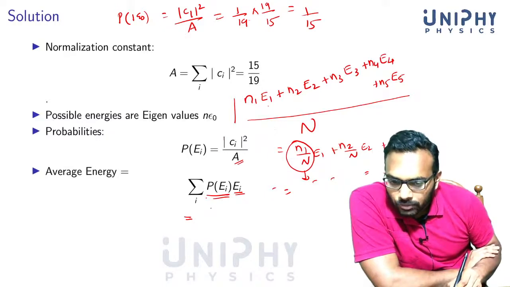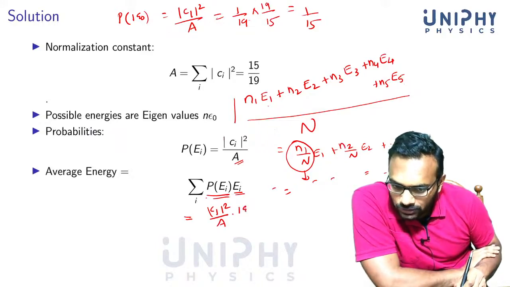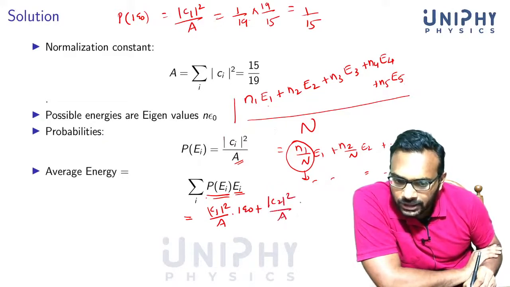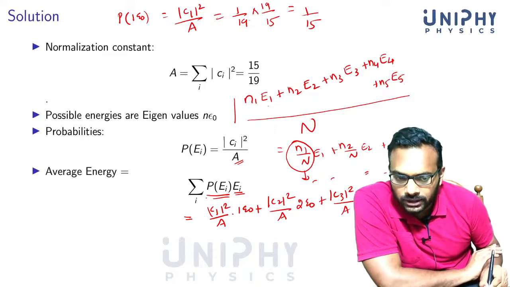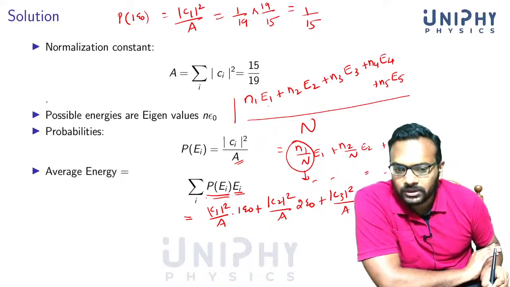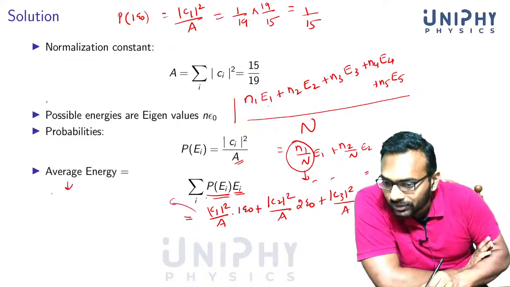It would be modulus of C1 square divided by A multiplied by 1 epsilon 0, plus modulus of C2 square divided by A times 2 epsilon 0, plus modulus of C3 square divided by A times 3 epsilon 0, plus modulus of C4 square divided by A times 4 epsilon 0, plus modulus of C5 square divided by A times 5 epsilon 0. This would be the average energy. This average energy is also called the expectation value of the energy.